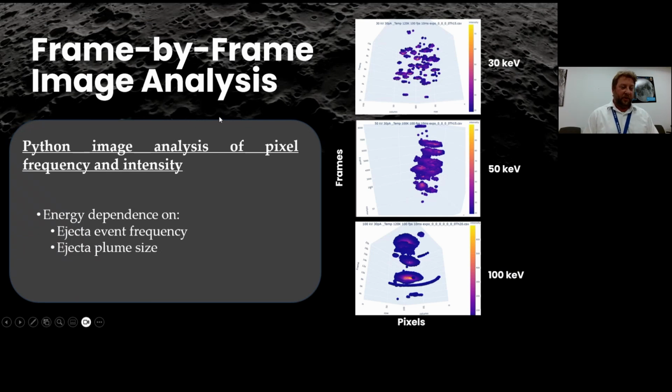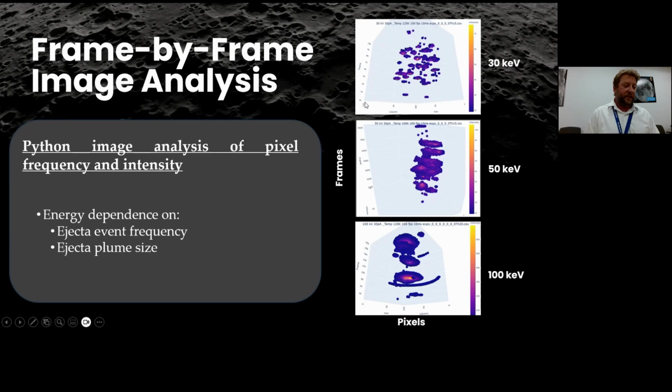Because we took a lot of video and image data, we had to do a frame by frame analysis. In fact, it's more like a pixel by pixel analysis. By doing this, one of our co-investigators, John Keller, produced some Python image analysis code to look at pixel frequency and intensity. Just one run would require you to analyze close to 300 million pixels. And we were able to do some statistics on these different plumes.